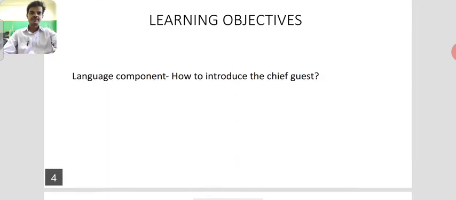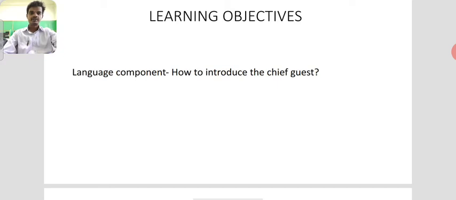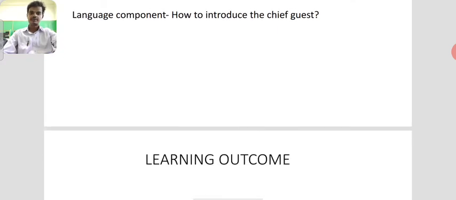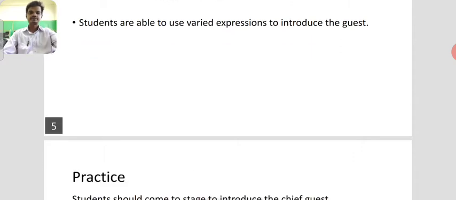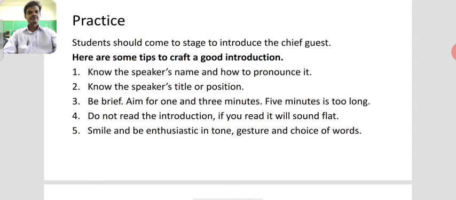The learning objective is that after learning this, you will learn how to introduce a chief guest. And the outcome is that students are able to use varied expressions to introduce the guest. Before going to practice, here are some tips to craft a good introduction. Let us go through the points. Students should come to the stage to introduce the chief guest fully confident.